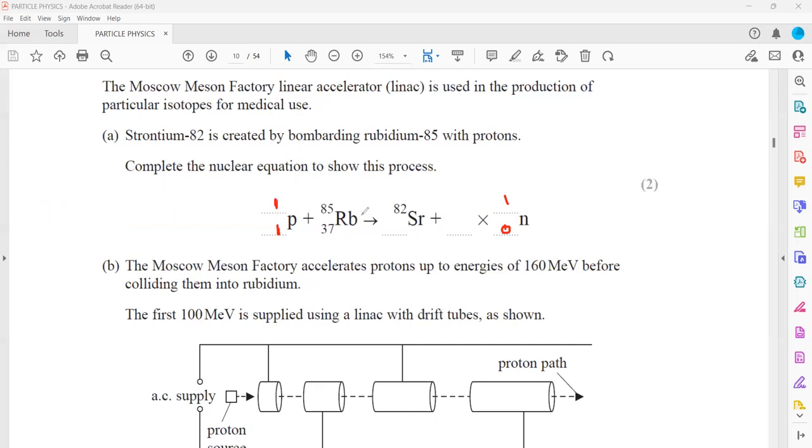So this is 1 plus 85. So total is 86. And this one is 82, and this is 1. So we need a total of 86. So how many neutrons should be there? 4. And what about the atomic number? The sum should be the same. Here it is 0. So 37 plus 1, so this will be 38. So this is a nuclear equation for converting rubidium into strontium.